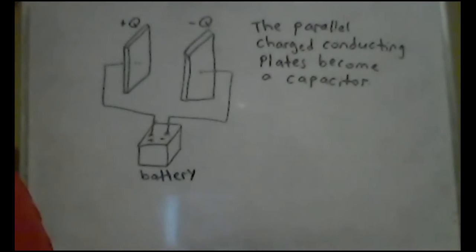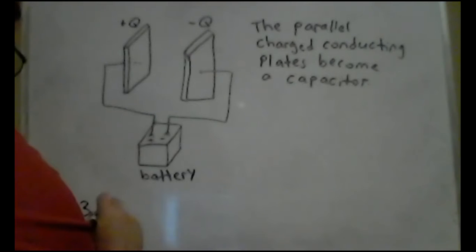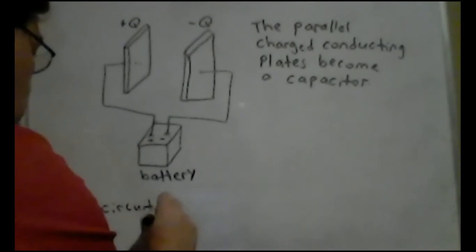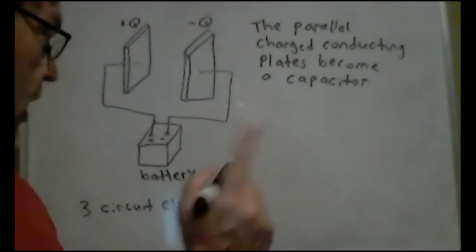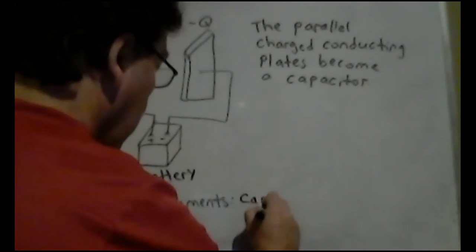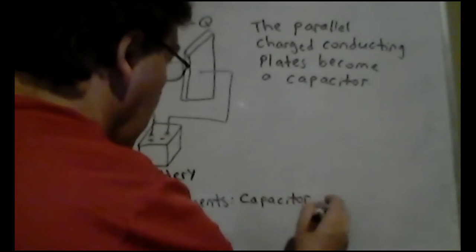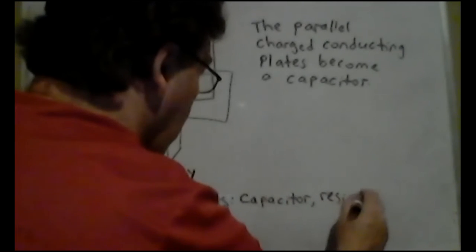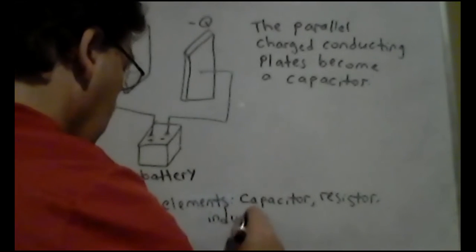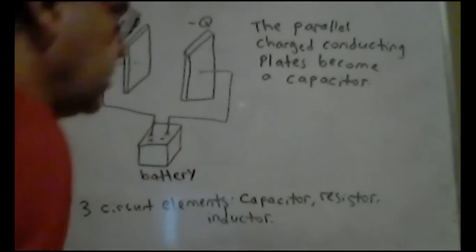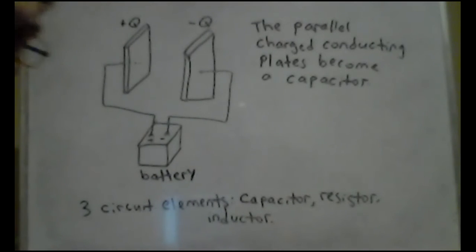Okay, so we're going to study three circuit elements in this class. There are more circuit elements, but the three we're going to study will be the capacitor, a resistor, and an inductor. We're studying the capacitor now. We'll study the resistor in chapter 20, and the inductor we'll study when we talk about magnetism.